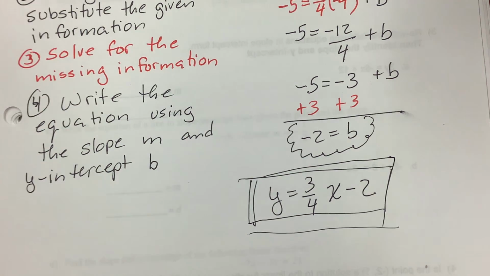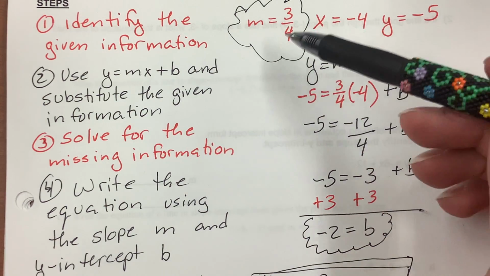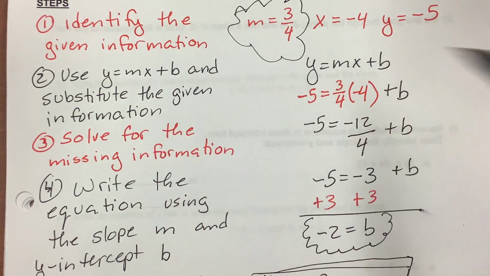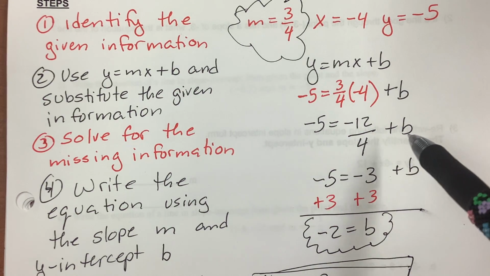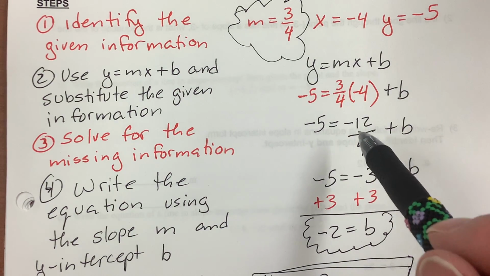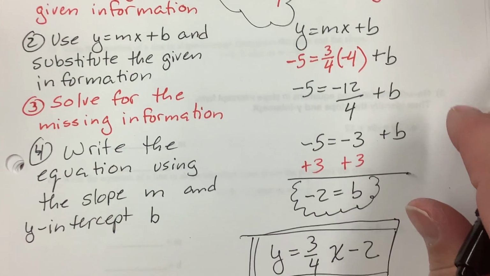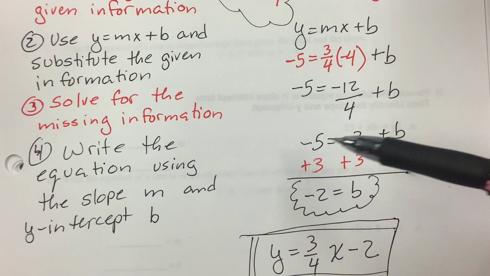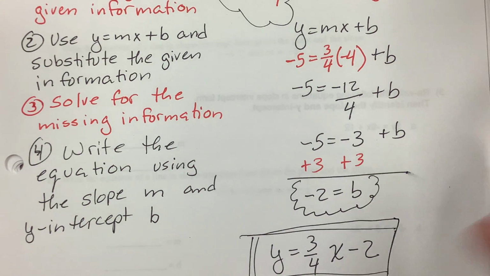So let's review the steps one more time. 1, identify the information that you're given. Use that information in y equals mx plus b. Solve for whatever's missing, because sometimes I'll give you the b, but I'm missing the slope or something else. So just general information. Solve for whatever's missing. Then write the equation using the slope m and the y-intercept b.